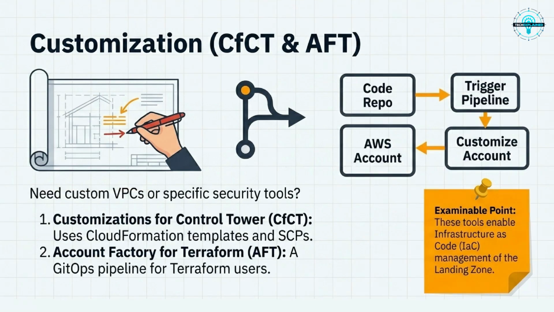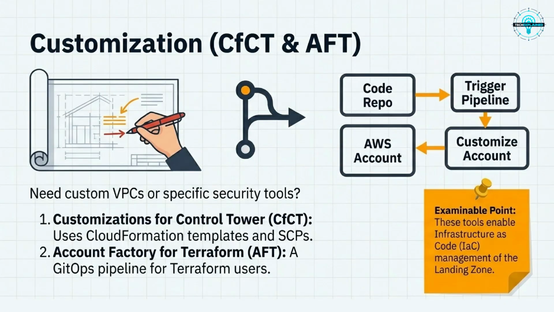Once your environment is up and running, you might want to customize it further, and Control Tower gives you two powerful options for that. First, customizations for Control Tower, or CFCT. This lets you use CloudFormation templates stored in a code repository to automatically deploy custom resources and configurations to your accounts. When a new account is created, your customizations get applied automatically through a pipeline.